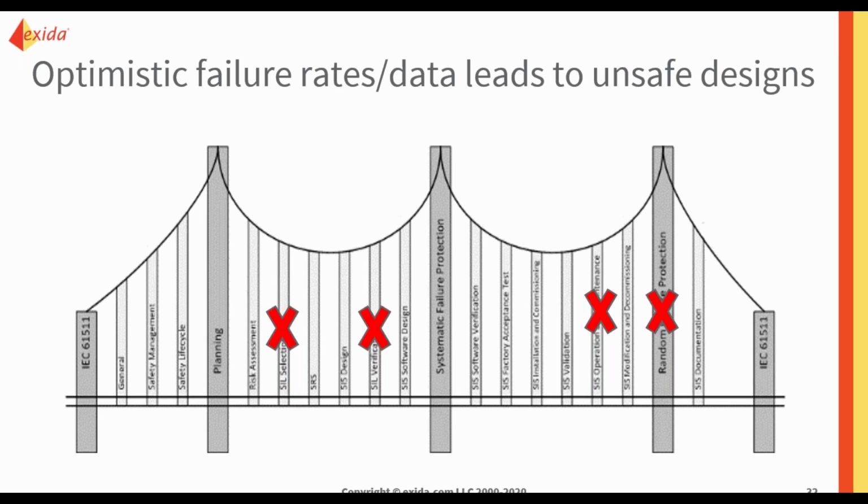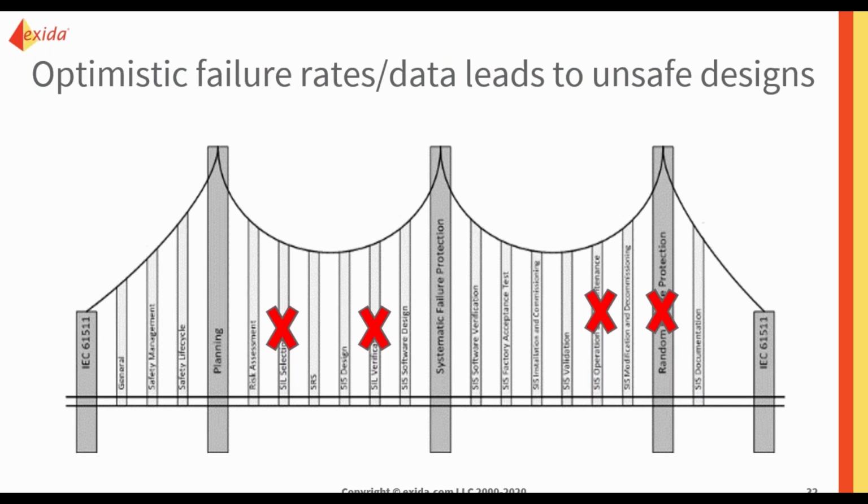Remember, optimistic failure rates can just lead to bad and unsafe designs. I like to think of the standards as almost a bridge to safety. And if you do all the requirements and you document it correctly, you're going to get across safely. But if you start picking and choosing what parts of the standards you want to apply and what parts you just don't feel like complying with, your bridge starts to weaken. Remember, at the very beginning, the standard says you have to be credible, traceable, documented, justified. Your failure rates need to be apples to apples. They need to be right for your application.